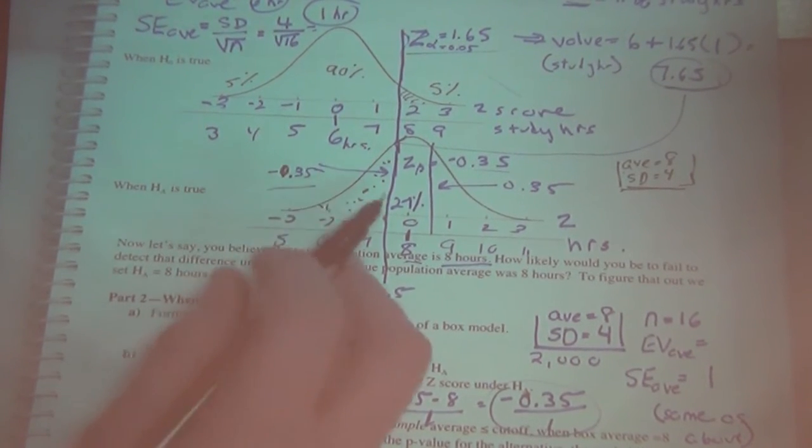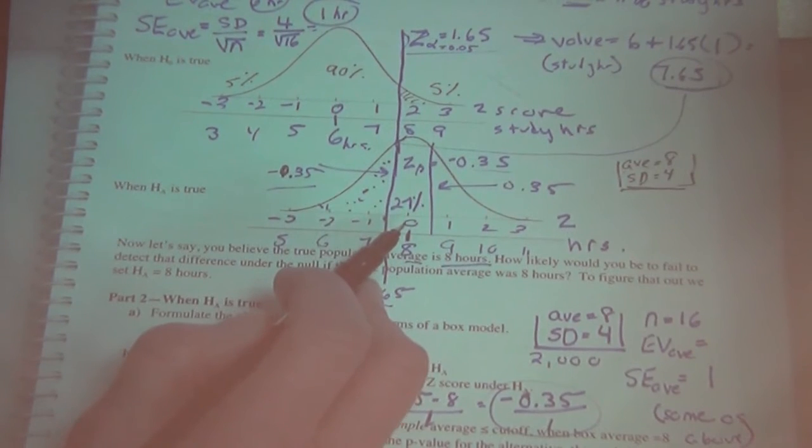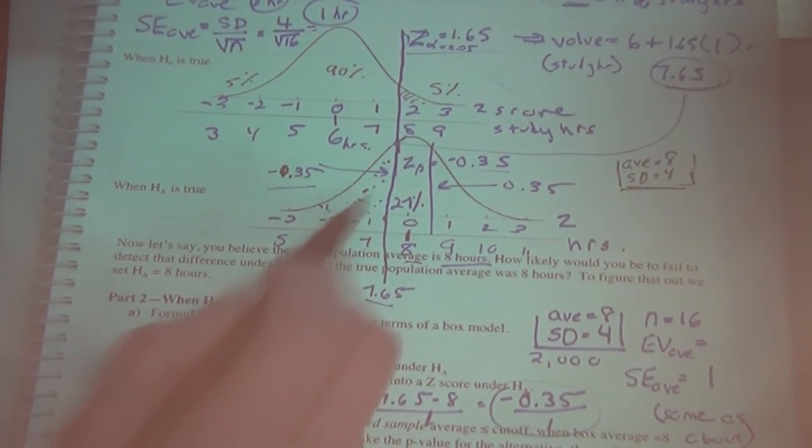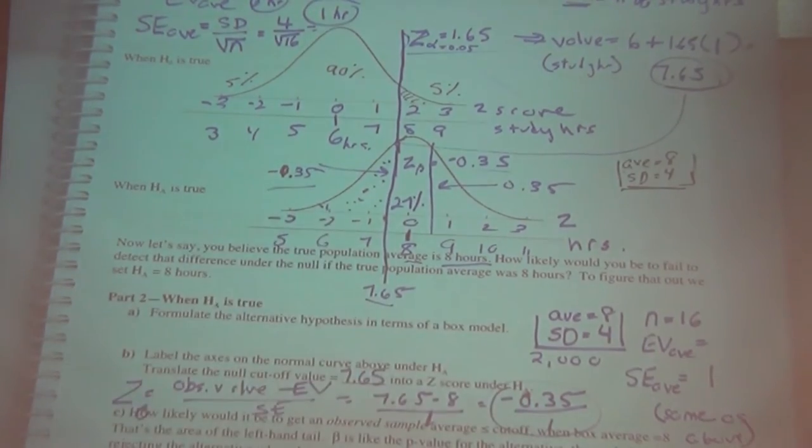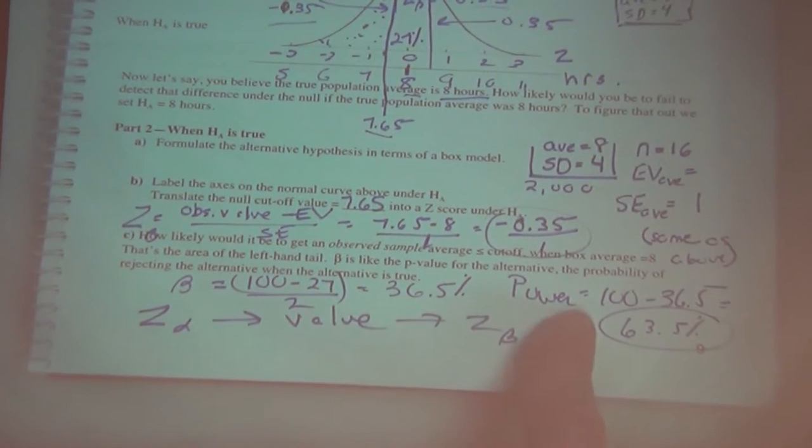Then we looked at the back of the book, saw that it corresponds to a middle area of 27. That's how we got our type 2 error of 36.5, which means a power of 63.5.